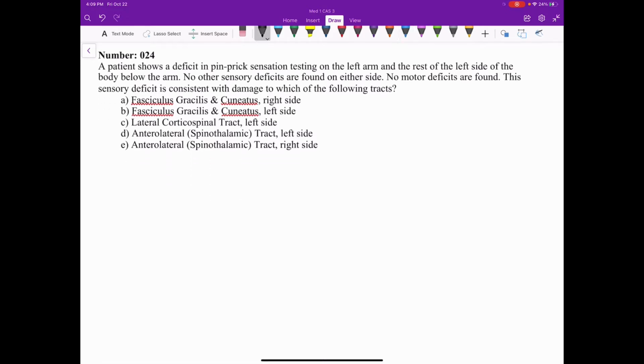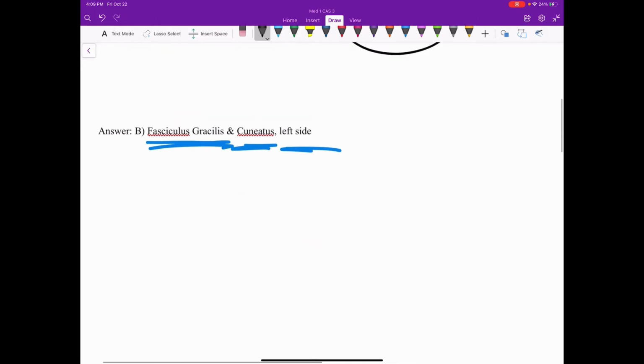Now, another one. A patient shows a deficit in pinprick. Actually, hold on.